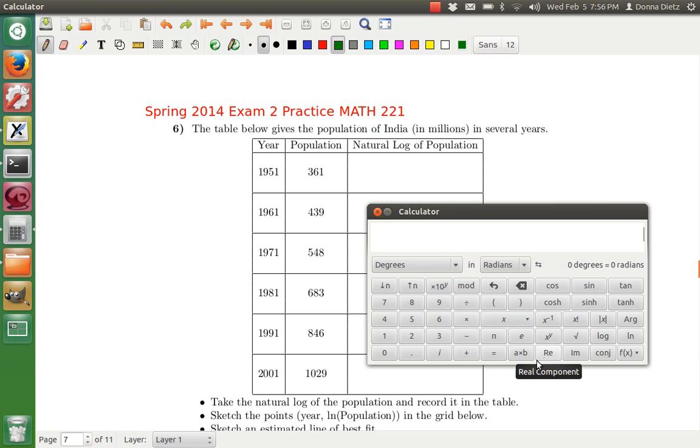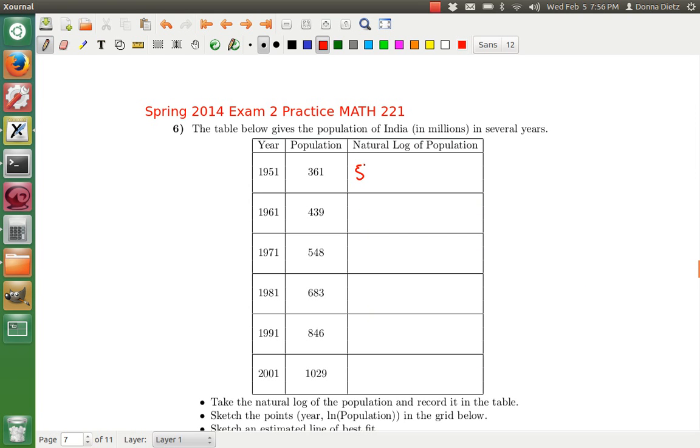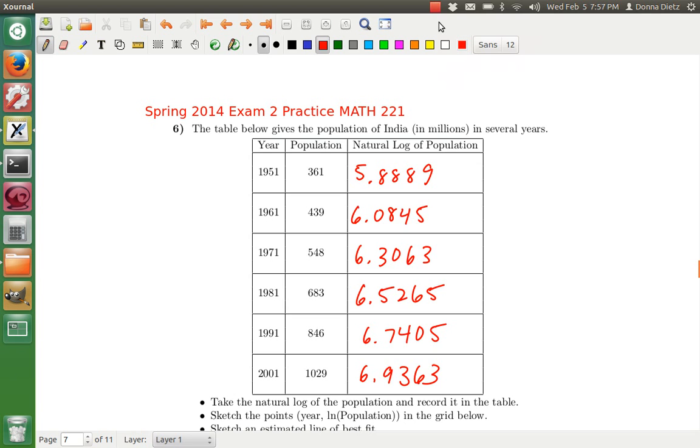What I mean is it's not going to make any difference to the problem as long as we're consistent with what we're doing. Where is natural log? There it is. Natural log of 361 equals 5.8889. Okay, I'm going to pause while I fill in the table. I'm very confident that you can click that into your calculator as well as I can.